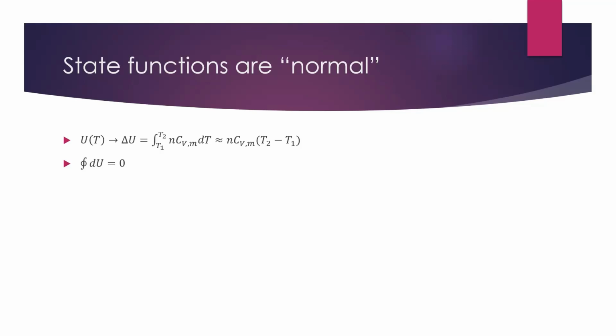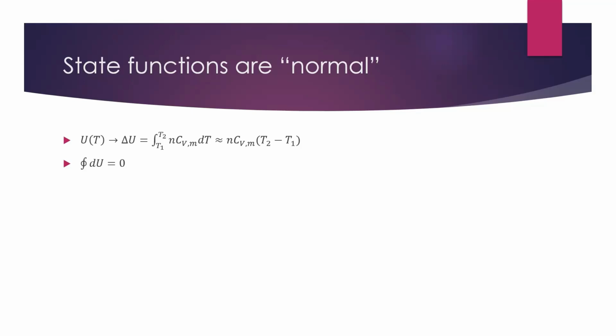This has a property that kind of seems silly, but isn't true for path functions, as we'll see in a minute. So we have the cyclic integral of dU is equal to 0. Now, you may not be familiar with this term cyclic integral, or this notation. Essentially, this is going to be an integral from T1 to T1. And we know that integrals represent the area under a curve between 2 points. So if the point is the same, there is no area under that point. So it's obviously 0. The cyclic integral of all state functions is 0. As we'll see, this is not true for path functions.